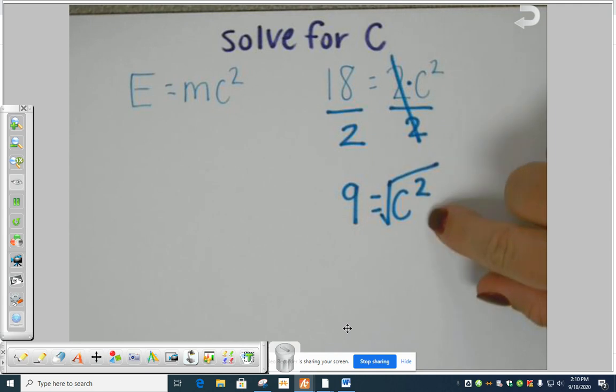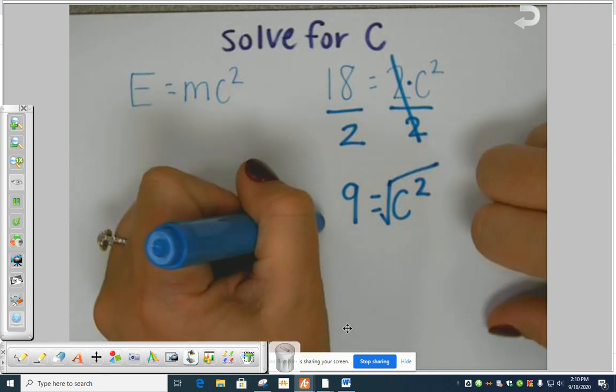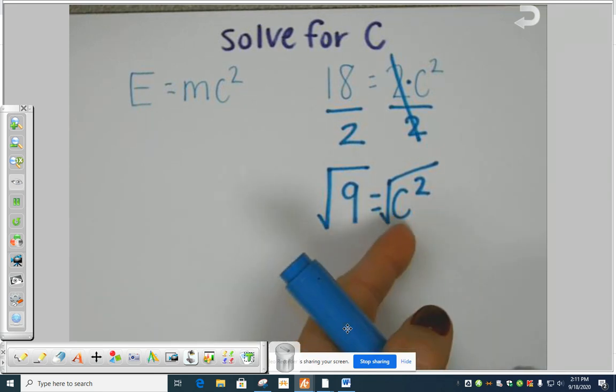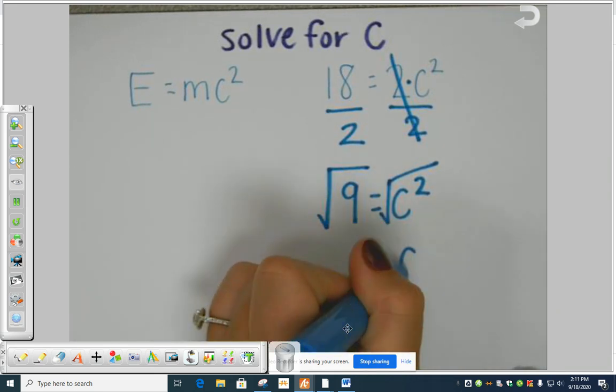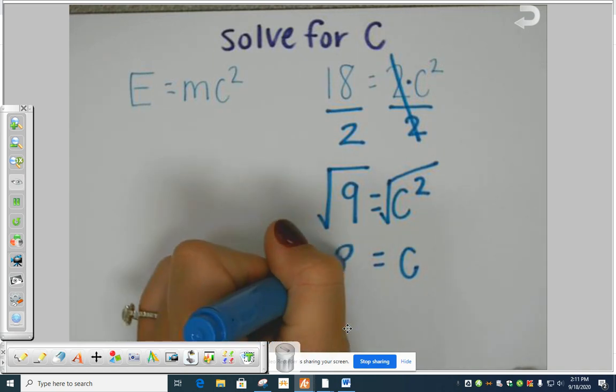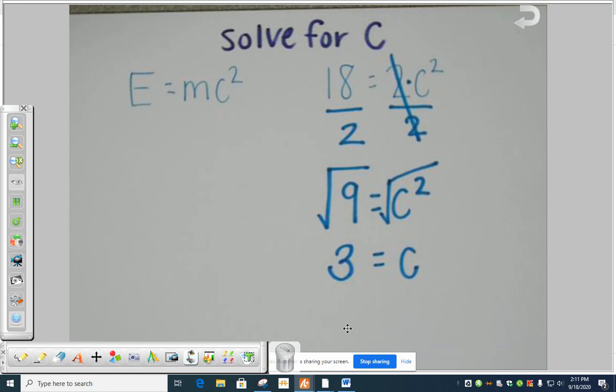And if I take the square root of one side, whatever I do to one side, I do to the other. So I'm going to come over here and also take the square root. The square root of C squared is just C. And then the square root of 9 is 3, because that's our perfect square.